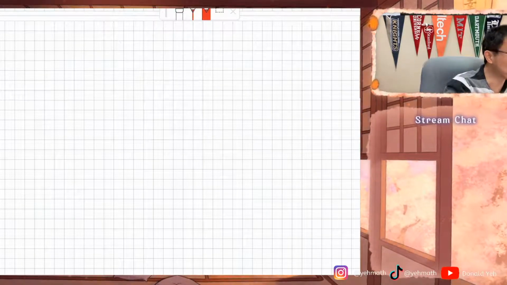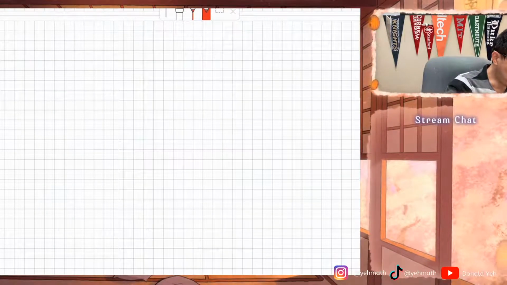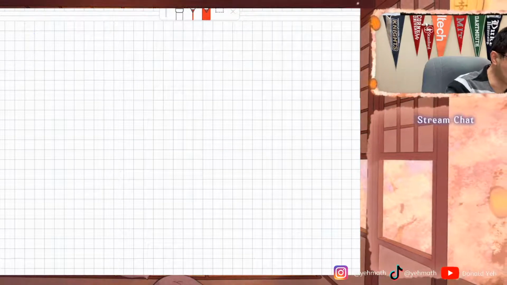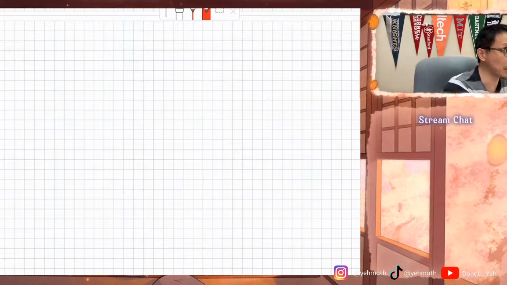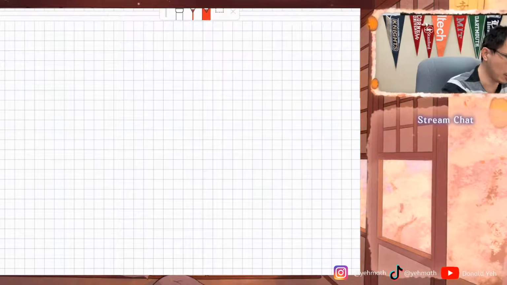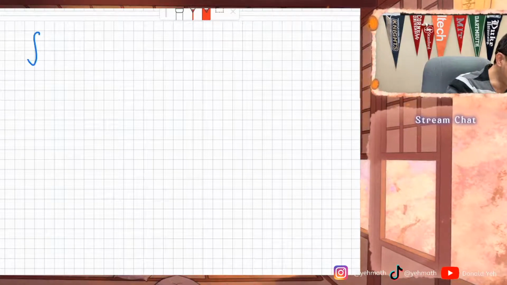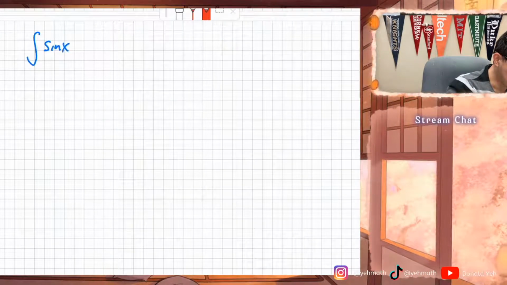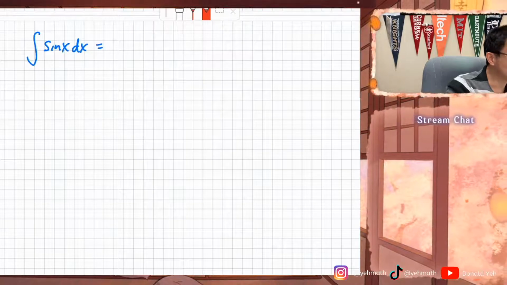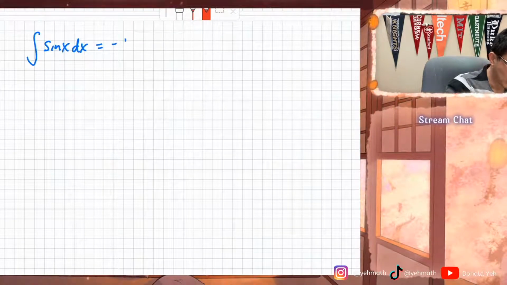Okay, so integration of certain things that you should already know. Let's talk about trigonometry and focus only on trigonometry. So if I have the integration of sine of x, what do you think that is? Negative cosine. Negative cosine of x.